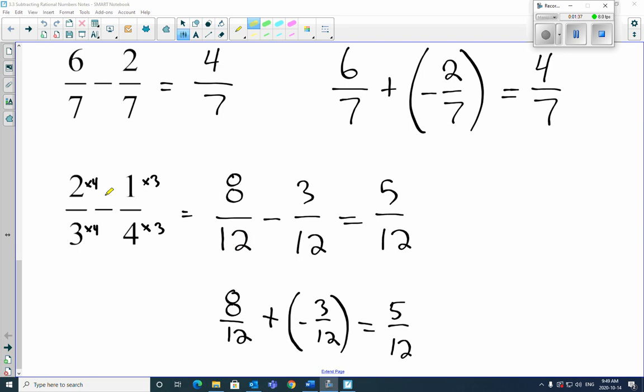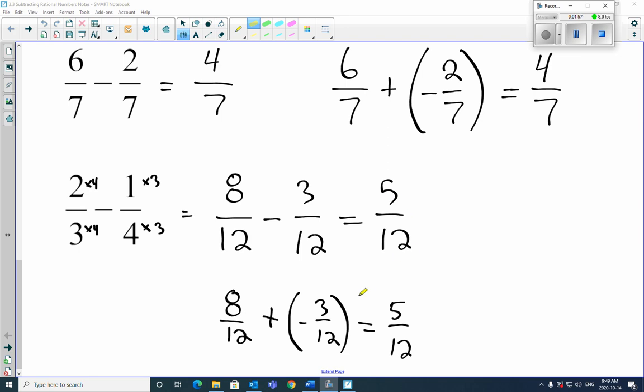Okay, what about this one? We've got 2 over 3 minus 1 over 4. Of course, we need a common denominator, so our common denominator is going to be 12. So 3 times 4 and 2 times 4. Remember, whenever you do the denominator, you do the numerator. So we end up with 8 over 12. 4 times 3, 1 times 3, so you end up with 3 over 12. Now, 8 minus 3, that's really easy, simple math. You end up with 5 over 12.